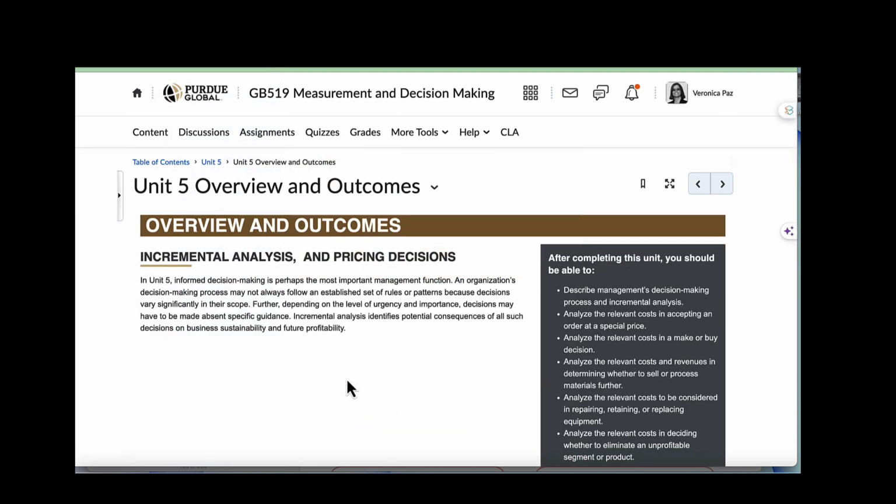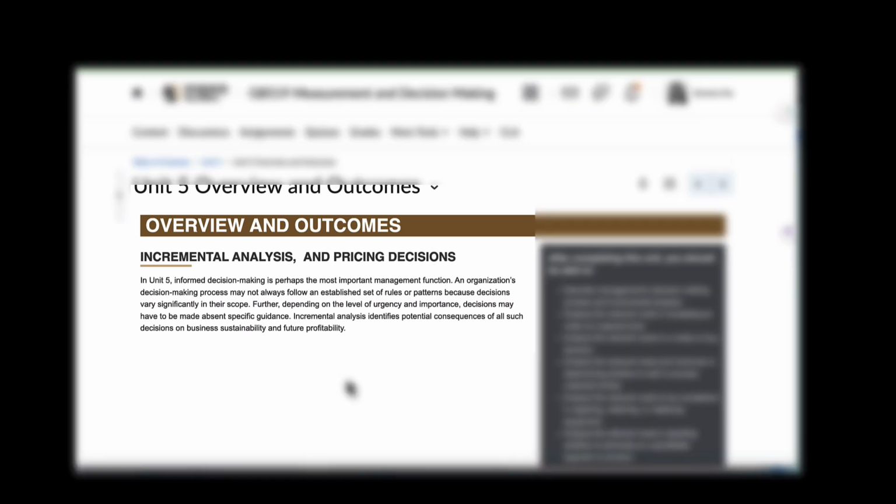In Unit 5, we are going to take our informed decision making as perhaps the most important management function. An organization's decision making process may not always follow an established set of rules or patterns because decisions vary significantly in scope. In my role as a CFO, I can attest to the fact of not following established rules to make decisions. Sometimes you have to just put out fires when they occur.